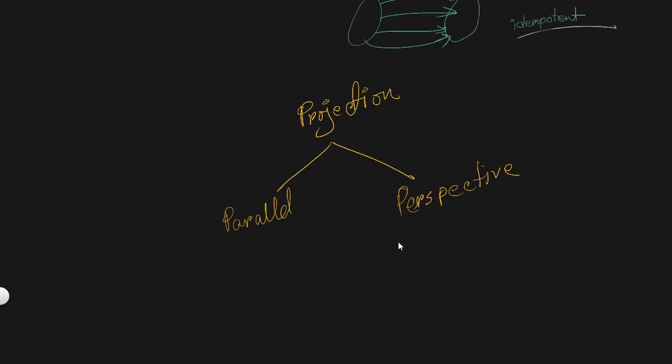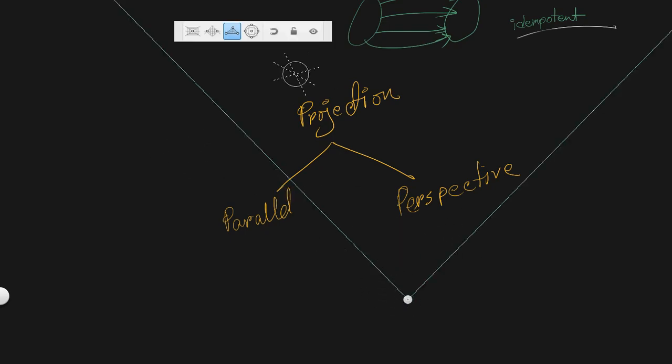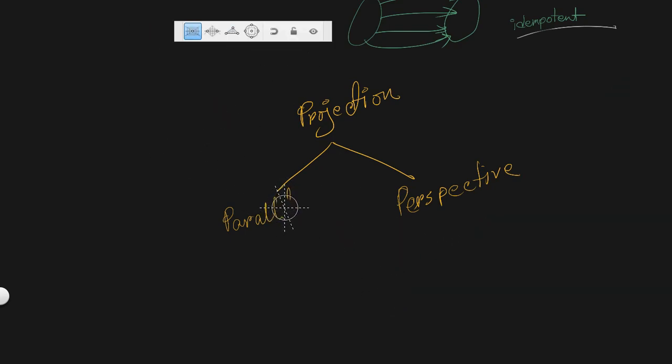In parallel projection, parallel lines remain parallel. So if we have a cube, these lines in a cube are parallel. In parallel projection, after the projection, these lines will still be parallel. In perspective projection, that's not true. Perspective projection is more common in other fields like computer graphics or architecture. Let me show you. There are different kinds of perspective.